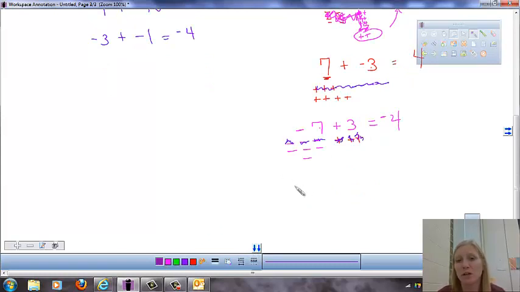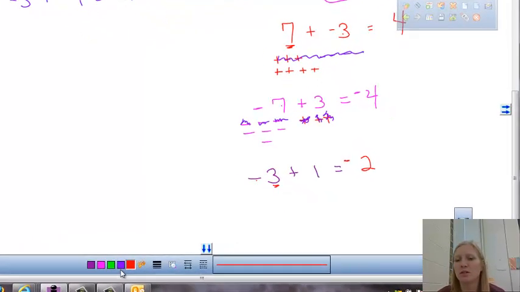Sometimes you have to use subtraction. So let's try adding negative 3 and 1. Well, what's negative 3 plus 1? 3 minus 1 is 2. But 3 is the bigger number, right? 3 is bigger and it has the negative sign.